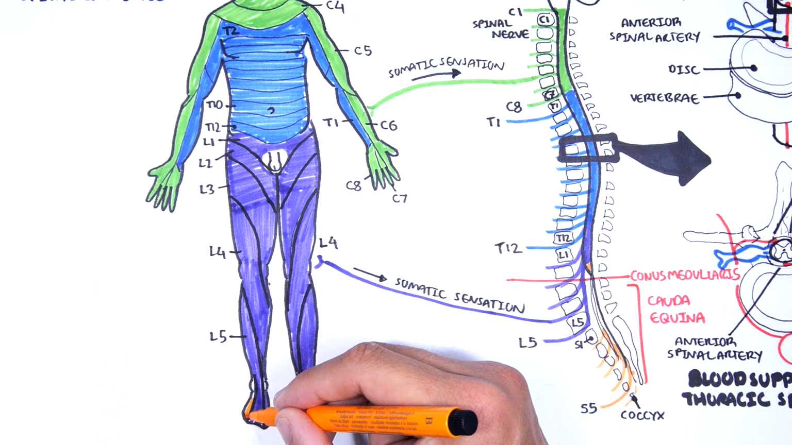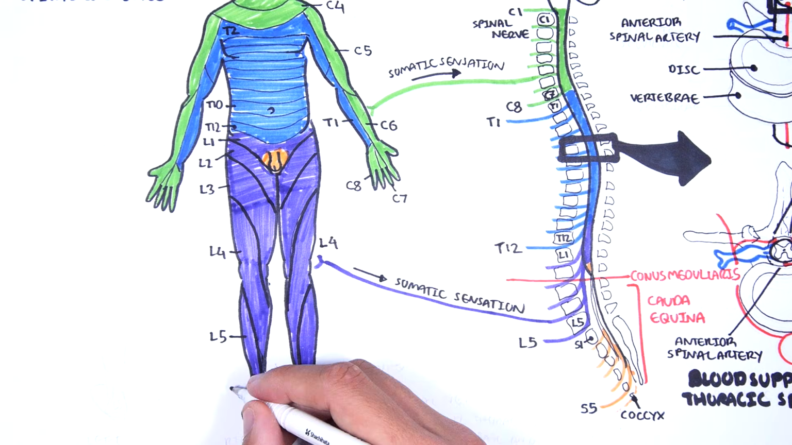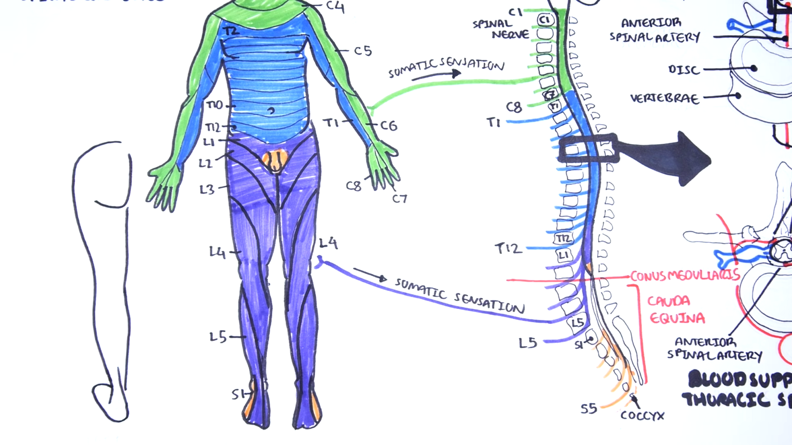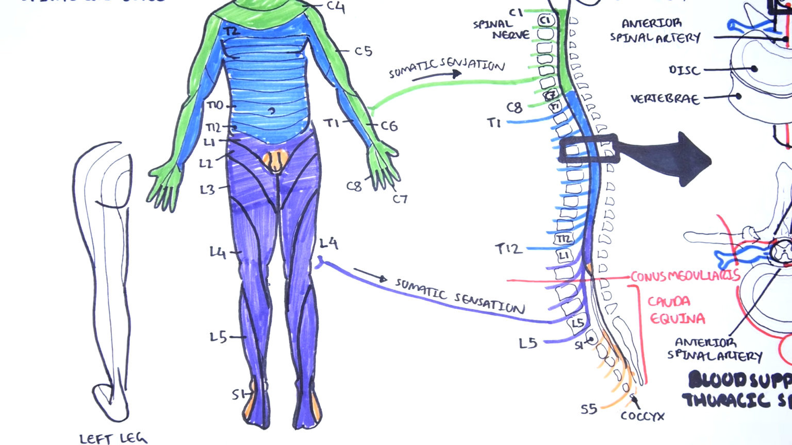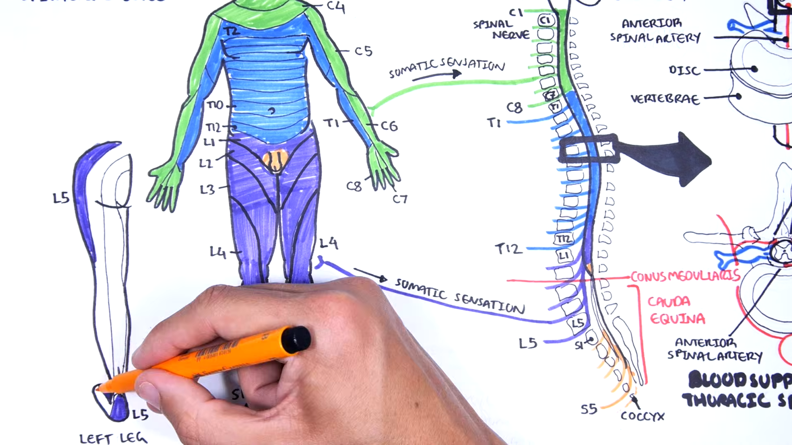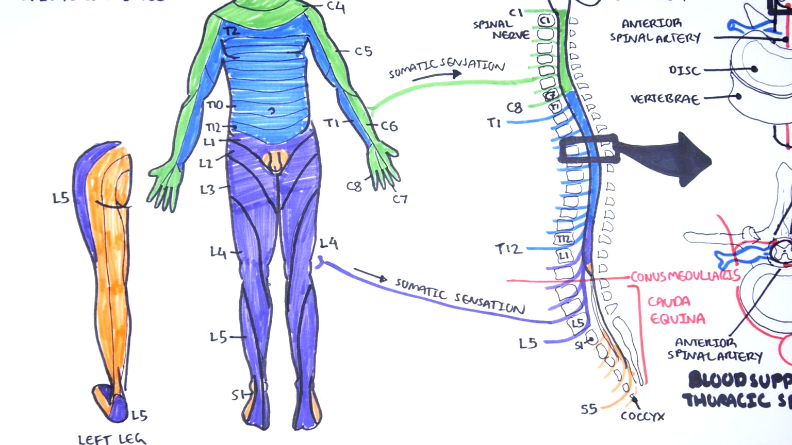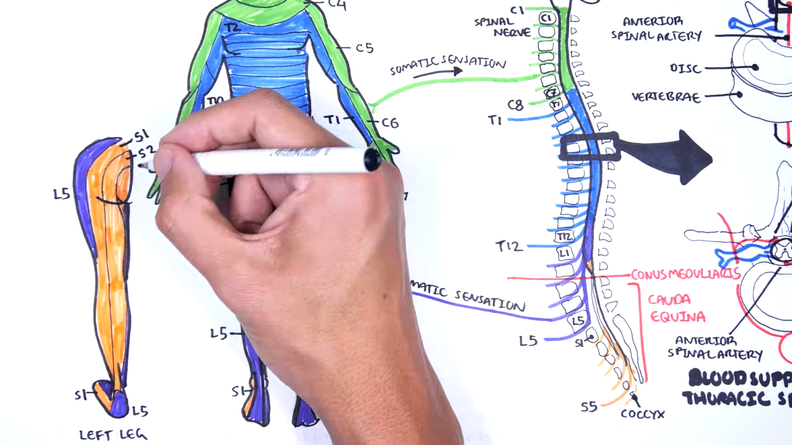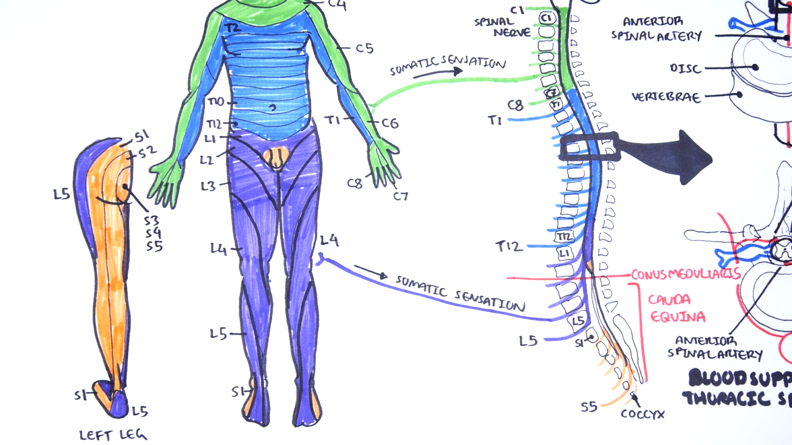The skin segment in orange is the dermatomal distribution of the sacral spinal cord levels. These include the genitals, part of the foot, but mainly the posterior aspect of the lower limb. Here's the back of the left leg. As you can see, it is innervated by the sacral spinal nerves. It is important to know that the S3, S4, S5 dermatomal distribution is important in assessing sensation of the anus. This area is tested for sensation to see if there are any signs of spinal cord injuries.